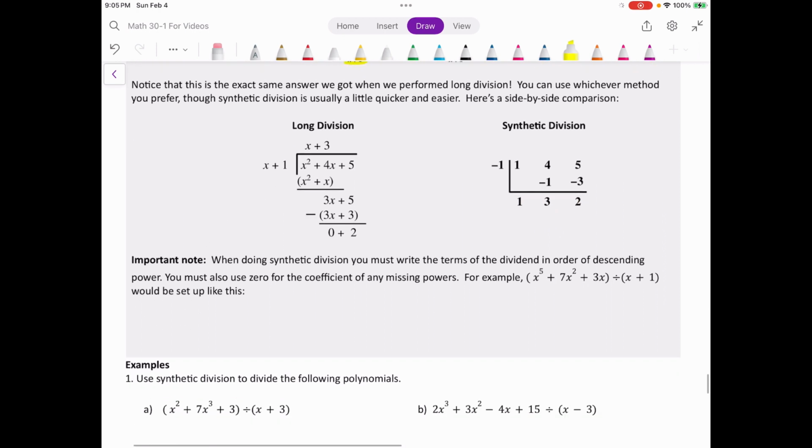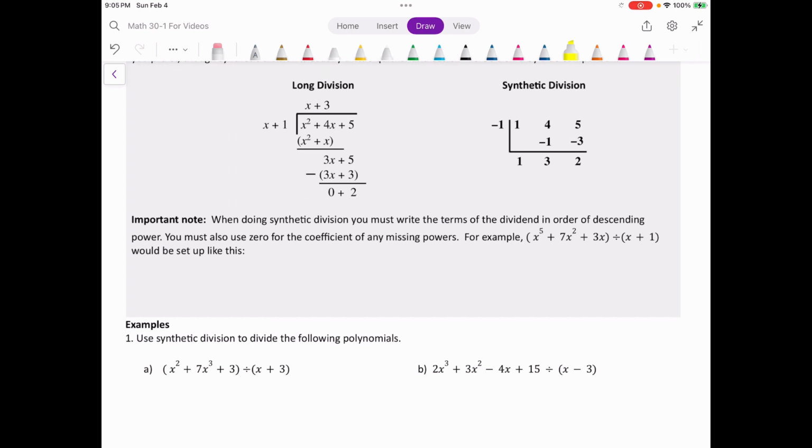Okay, now, super important note. I referenced it earlier, but we didn't have to do it in that example. Sometimes we do. When doing synthetic division, we must write the terms of the dividend in order of descending power. We already said that. We have to do standard form, okay? But you must also use 0 for the coefficient of any missing powers. If you forget to do that, you'll get the wrong answer, okay? So what I mean by that is the algorithm for synthetic division is set up to work as long as every single power is represented there, okay?